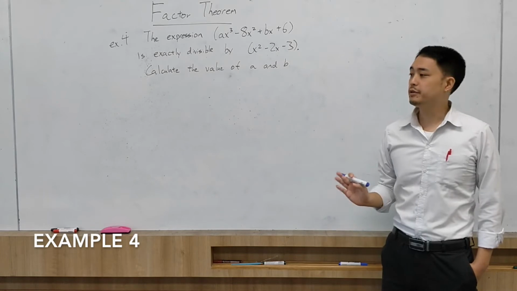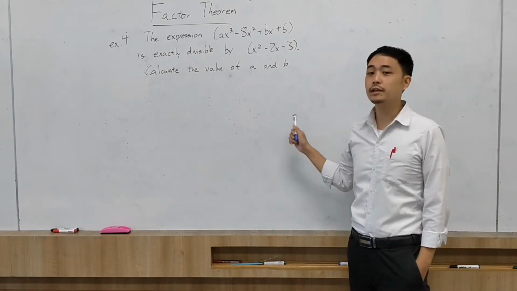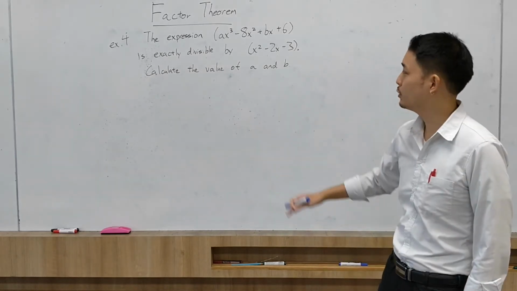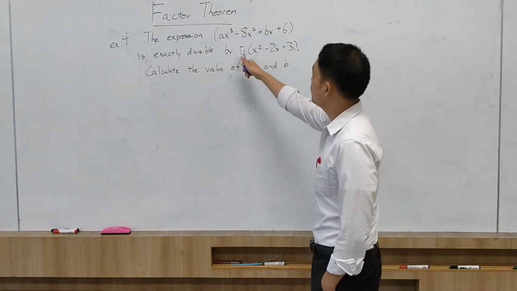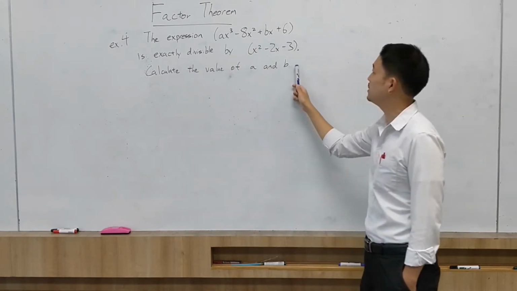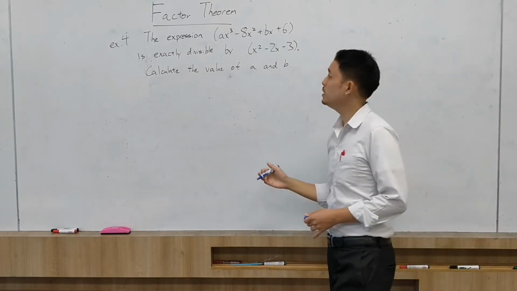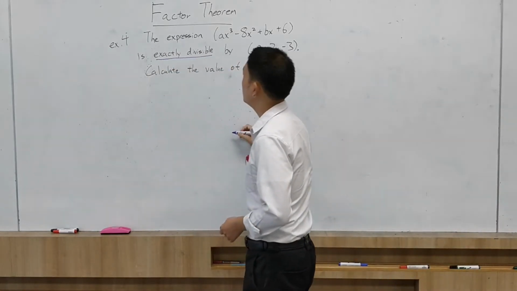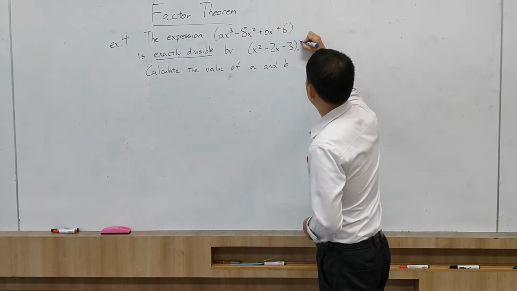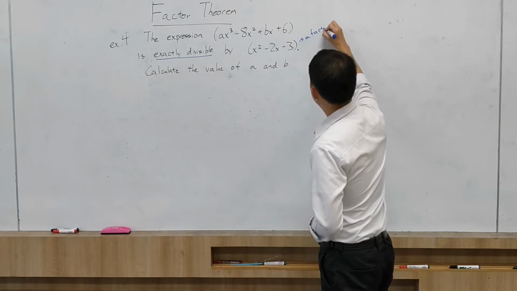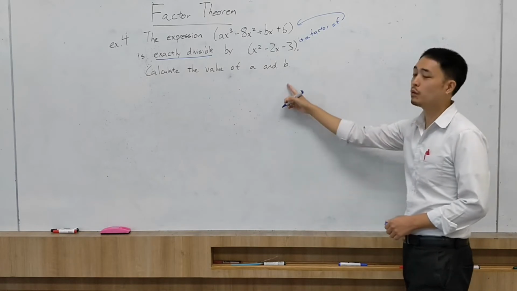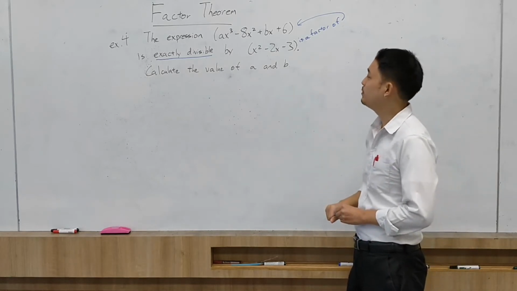Okay, so in our fourth and final example, we're going to look at a slightly trickier question, and it's going to take a little bit of creative, critical thinking in order to solve this problem. We have a polynomial, and it says that it's exactly divisible by x squared minus 2x minus 3. What we mean when we say exactly divisible by is that this is a factor of that polynomial. And what we're trying to find here is the value of a and b.